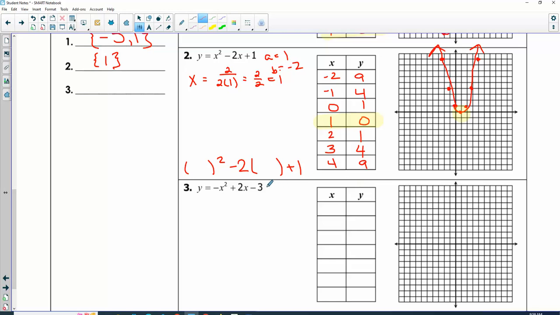On 3, what is my A? And what's my B? So x equals the opposite of B would be a negative 2, over 2 times A, 2 times negative 1. So negative 2 divided by negative 2 is 1. So that's what goes in the middle. Smaller and larger.